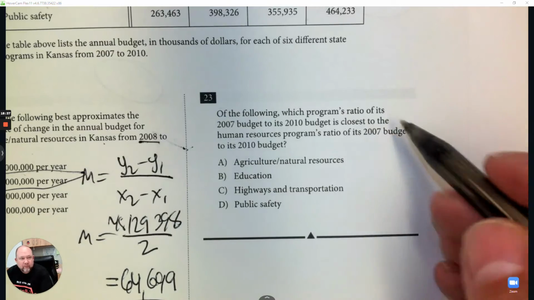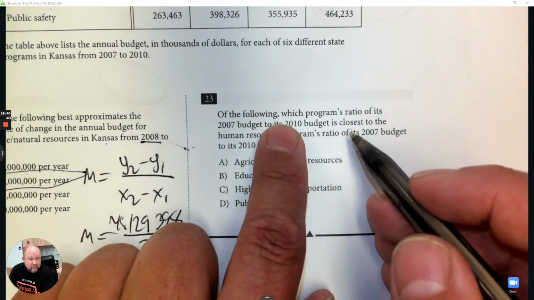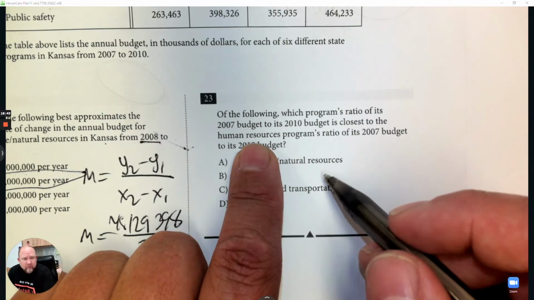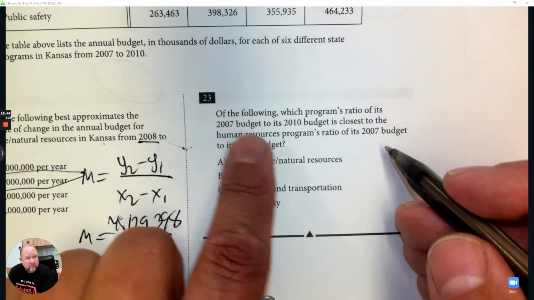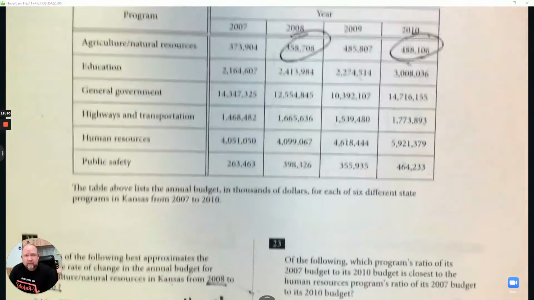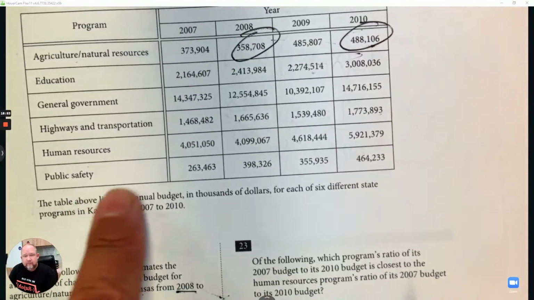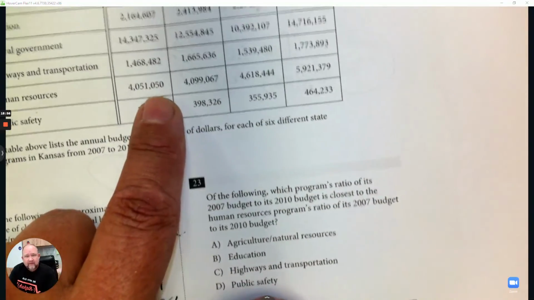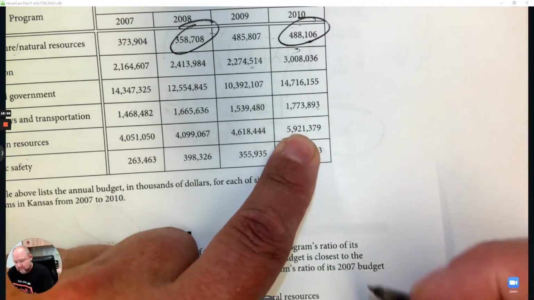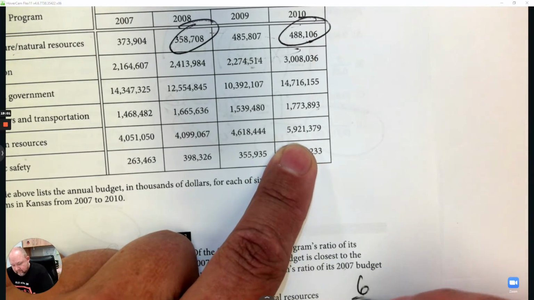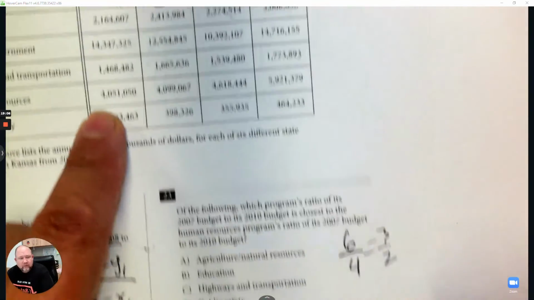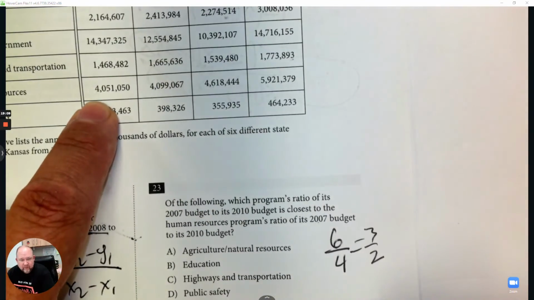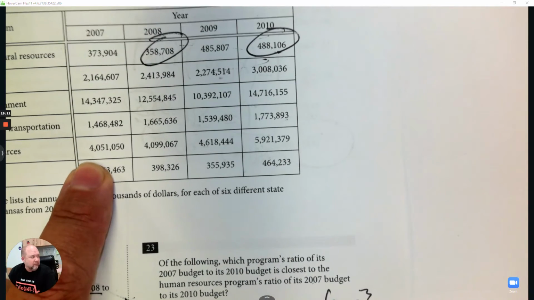Of the following, which budget ratio of its 2000 budget to its 2010 budget is closest to the human resources program from 2000 to 2010? So first of all, the human resources, 2010 to 2007. I'm looking for a ratio that's close to, I just rounded, 3 over 2. Which other one gives me a ratio that's close to 3 over 2?